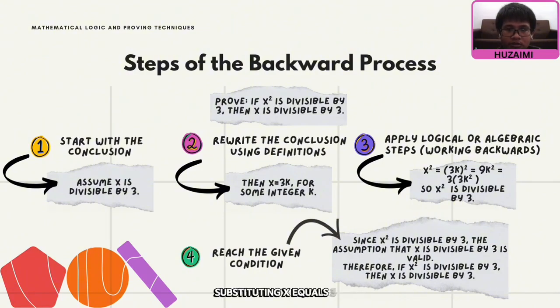Substituting x equals 3k, we get x squared equals 9k squared. Since this expression is divisible by 3, x squared must be divisible by 3. We have now reached the original condition because our backward steps lead directly to it. The conclusion follows logically. This completes the proof.